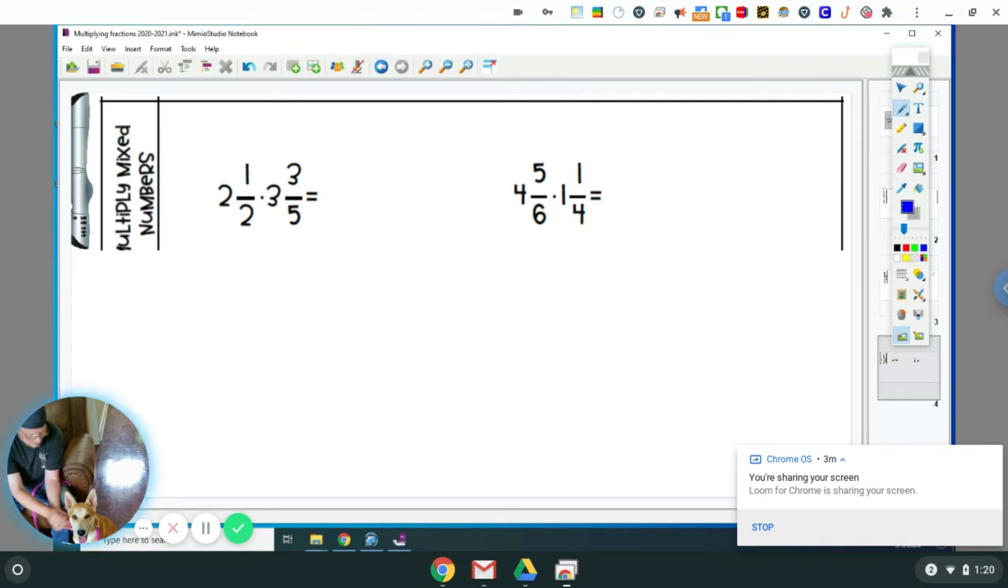I'm going to look at the 6 and the 8. They're both even, so they share a 2. So 6 divided by 2 is 3, and 8 divided by 2 is 4. And then I'll look at the 3 and the 15. They both share a factor of 3. So 3 divided by 3 is 1, and then 15 divided by 3 is 5.